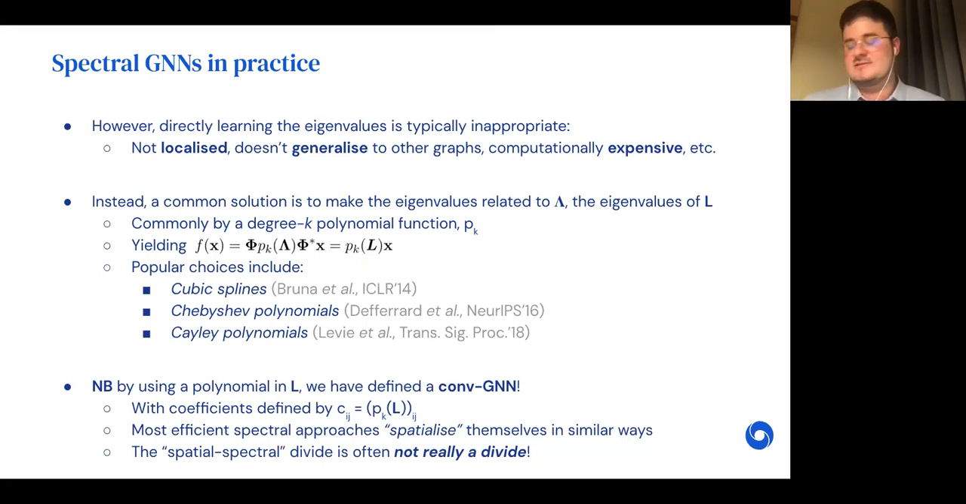Now, the problem is that you cannot really directly learn the eigenvalues in most cases of interest because they're not localized. Just like in a usual Fourier transform, every node will influence any other node. It's very strictly tied to the graph structure, so it won't generalize to other graphs. It's computationally expensive to eigendecompose, and so on and so on.